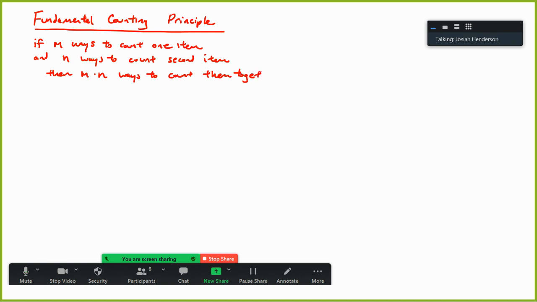So first thing to review was this fundamental counting principle. So this is not new. It's from before the break, but it's been a week and a half since we've done this together. This was like if we were making sandwiches and we had to pick one item from each column. Then we just multiply the total ways to pick each item together.